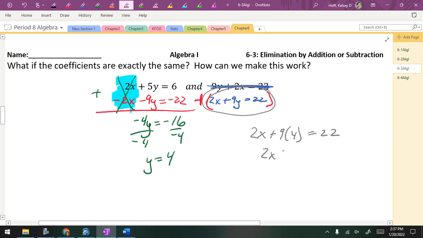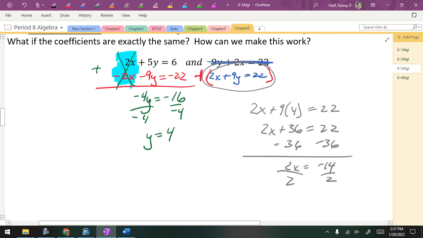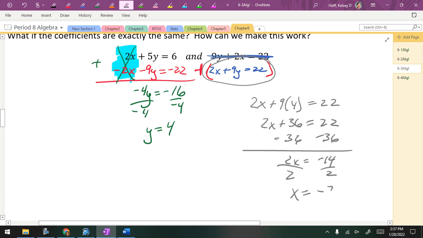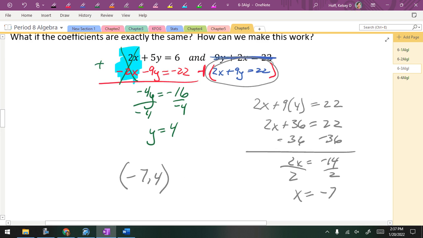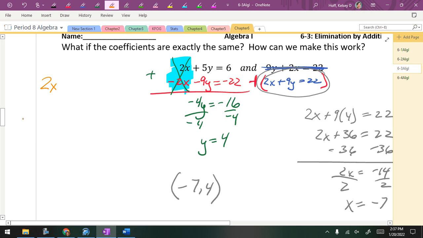9 times 4, 36. Subtract 36, we get negative 14. Divide by 2, x is negative 7. Should be the same. It's 2x plus 2x plus 20 equals 6. Yep. Minus 20.